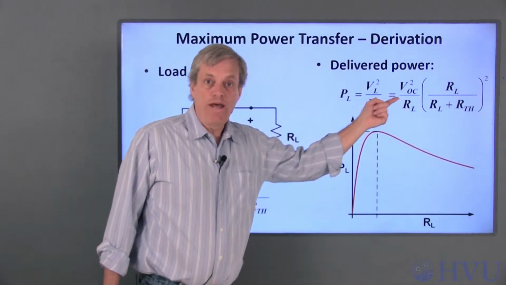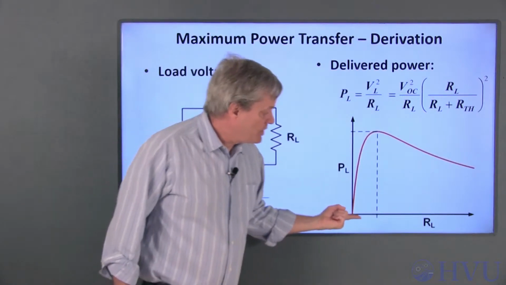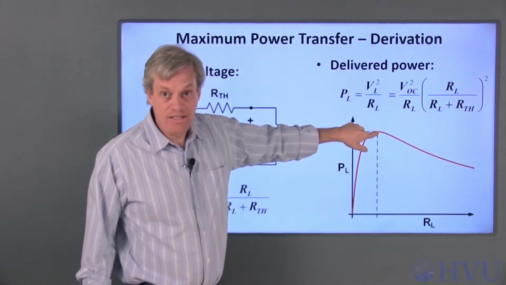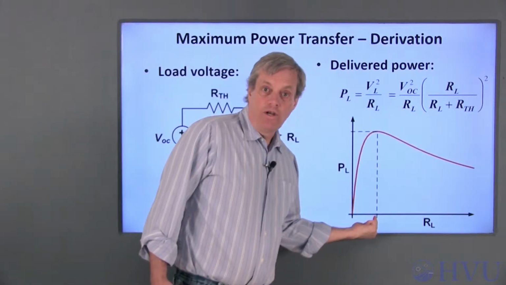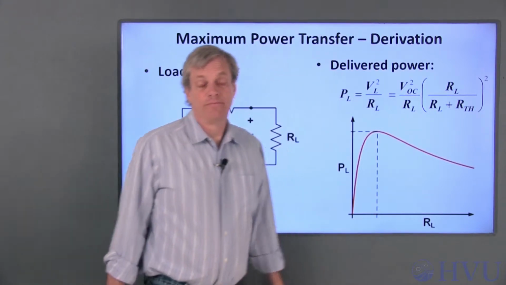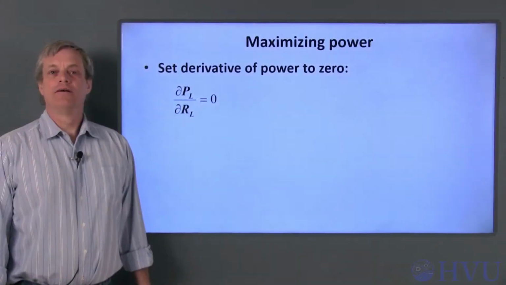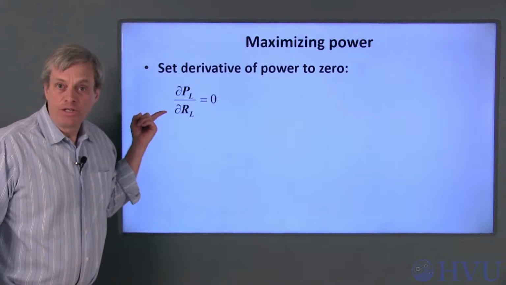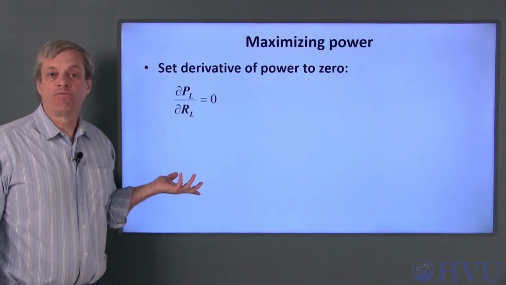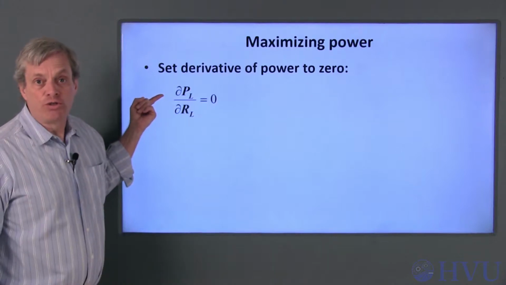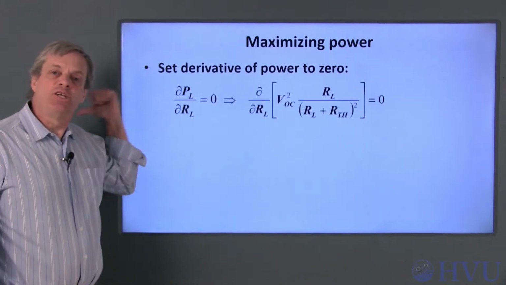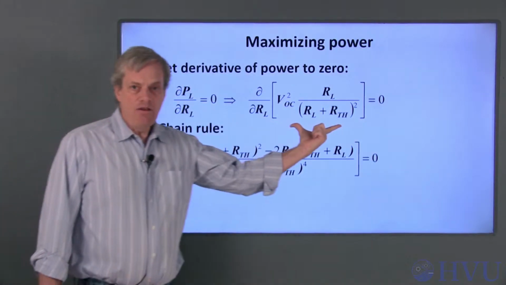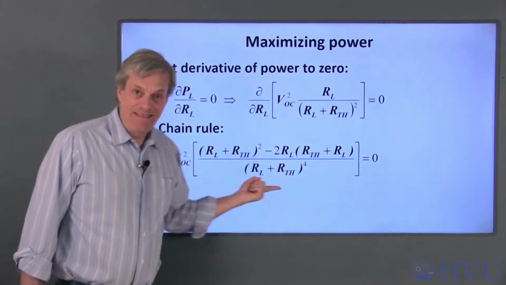To visualize this equation, if I plot power as a function of resistance, I get this red curve. The maximum power transferred is here, and we want to find the value of the load resistance that dissipates this power. To maximize a function, we set the derivative of the function equal to 0. Since the power is a function of multiple variables and we want to maximize it relative to RL, we take a partial derivative with respect to RL. Substituting the previous expression for power results in this. We can use the chain rule to perform this derivative, which results in this expression.